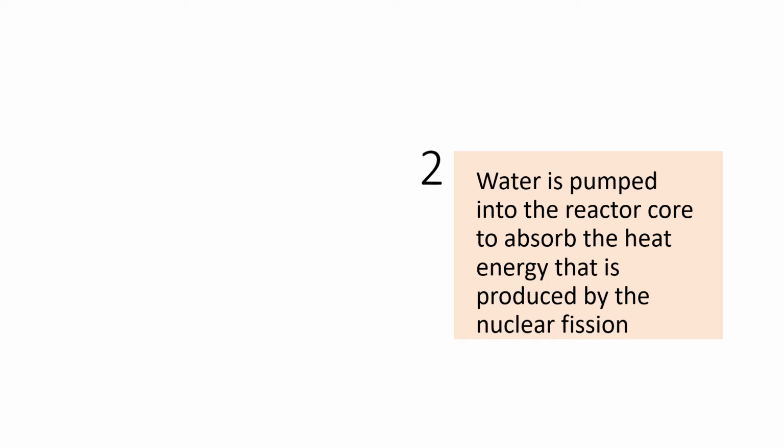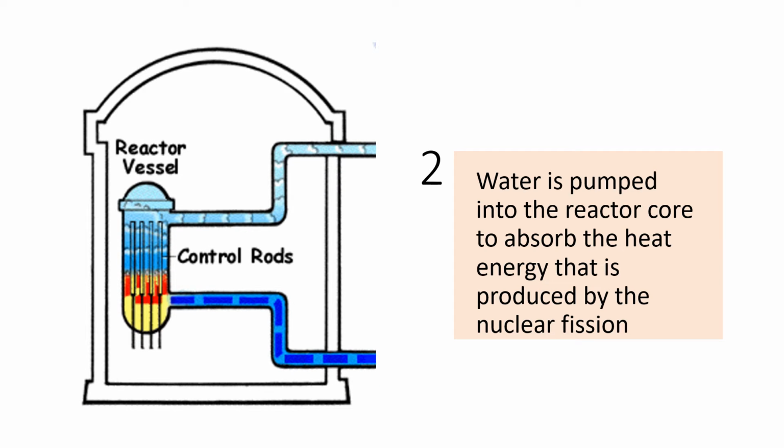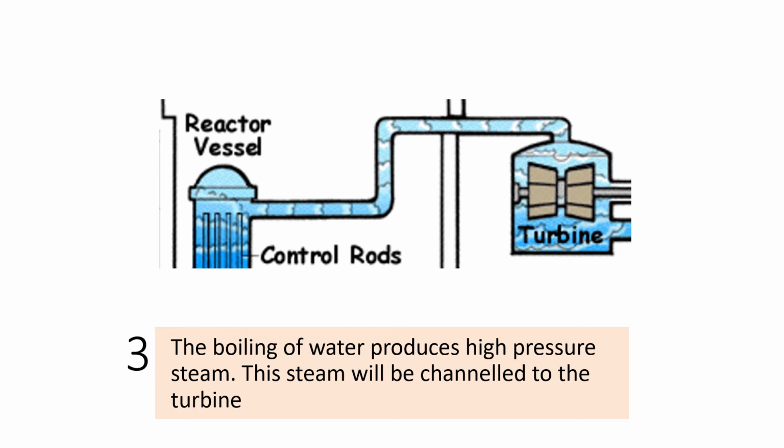Every chain reaction of uranium-235 will produce heat and makes the temperature of the reactor vessel higher. That's why in the next process, the water will be pumped into the reactor core to absorb the heat energy that is produced by the nuclear fission. Then, the boiling of water will produce high pressure steam. This is the high pressure steam, and this steam will be channeled to the turbine.